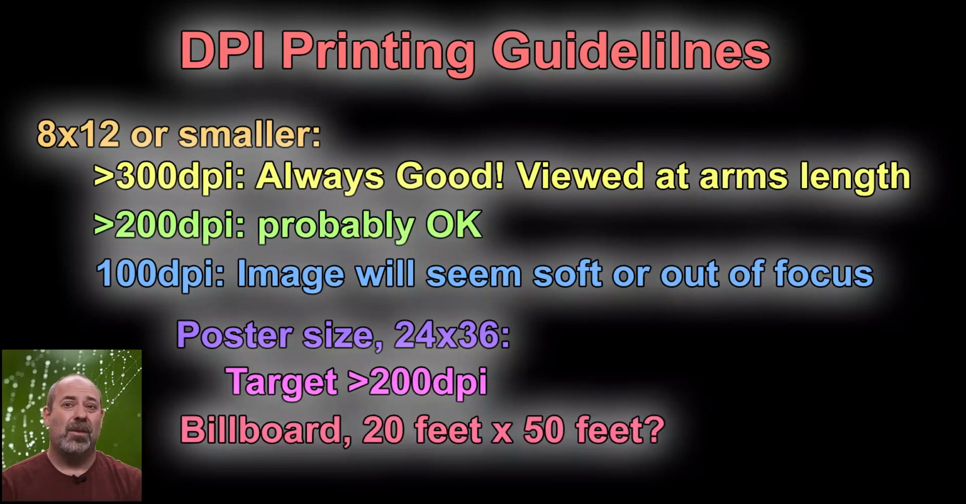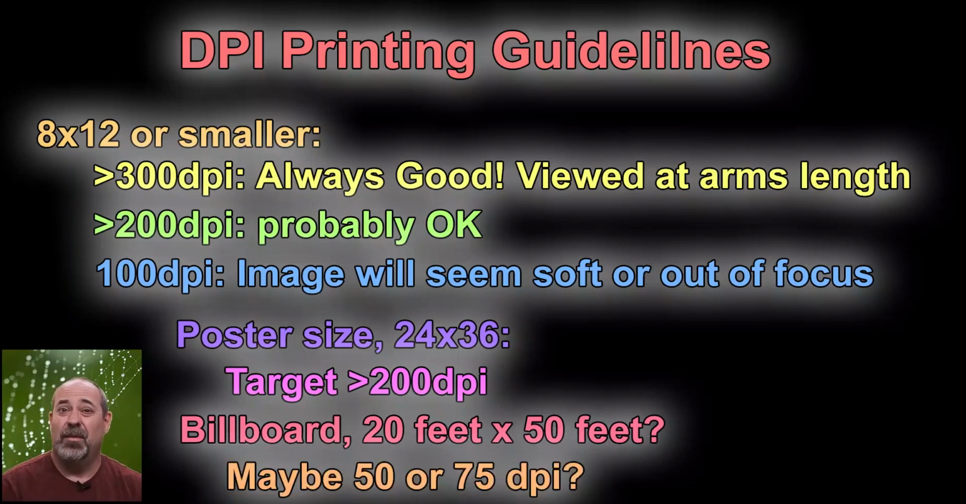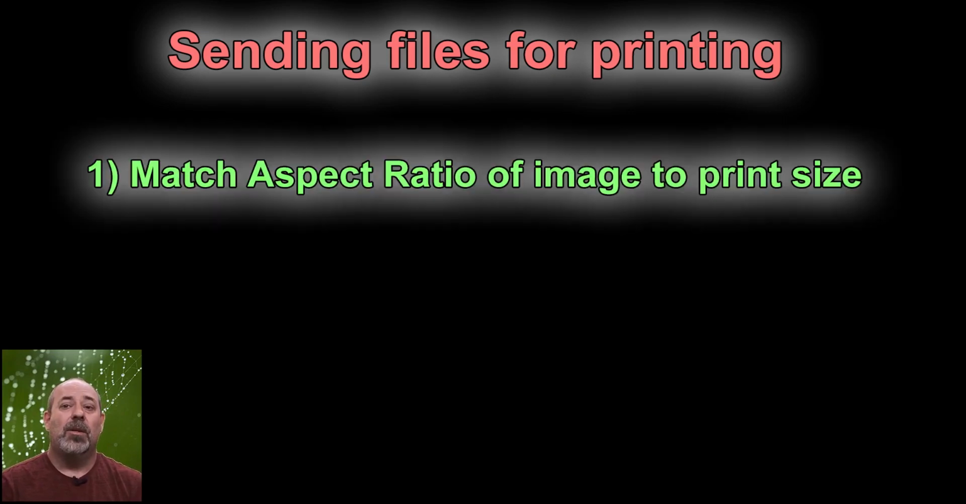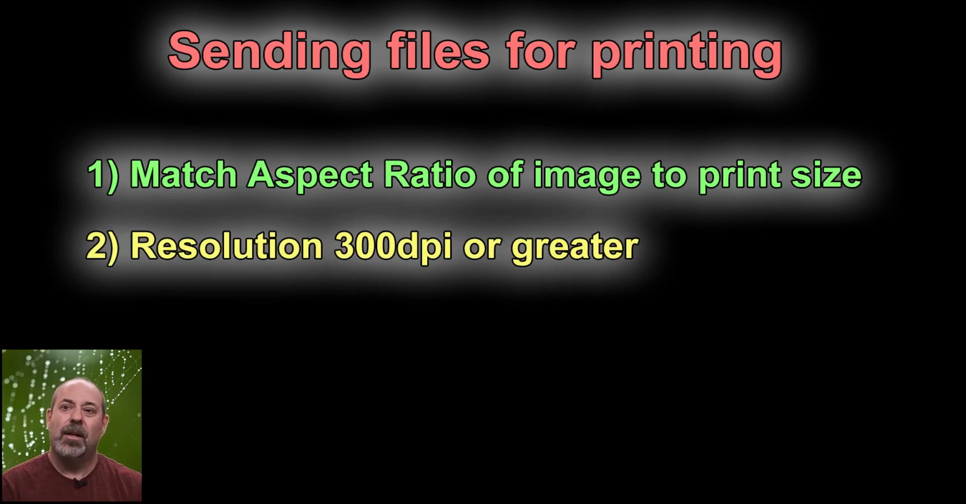Billboards on the side of the road, if you go for the extreme, are viewed from a much longer distance. I don't know what resolution they actually print, but I wouldn't be surprised if it's only 50 or maybe 75 DPI. So when you're sending your images for printing, you want the aspect ratio of the JPEG to match that of the print size, and you want the printed resolution to be 300 DPI or better. Stick to these and you won't get any surprises when you pick up your prints.